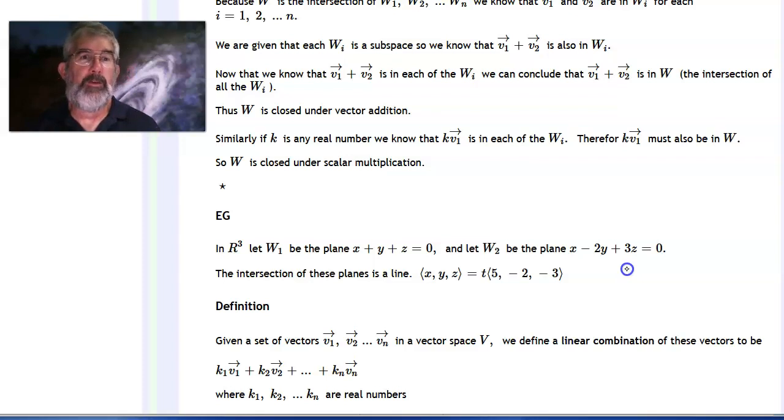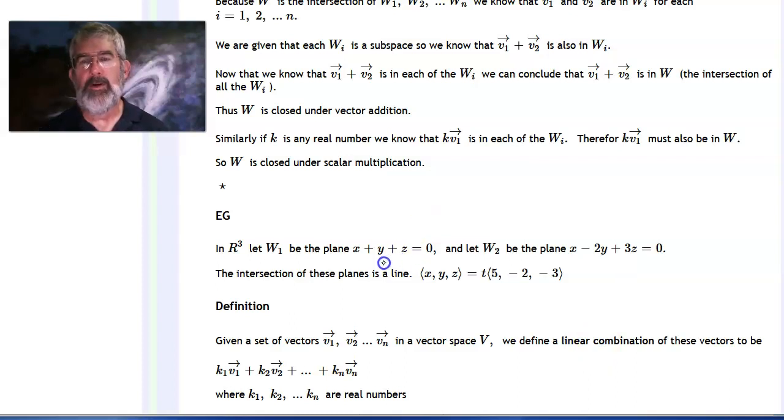Well, it's going to be a line through the origin, because the origin we know is on both planes. So the origin is part of the intersection. And so the intersection of those two planes through the origin is a line through the origin, which is another subspace of R3. Right?